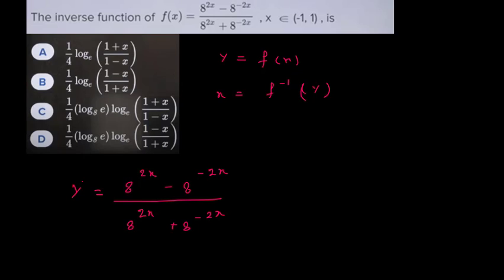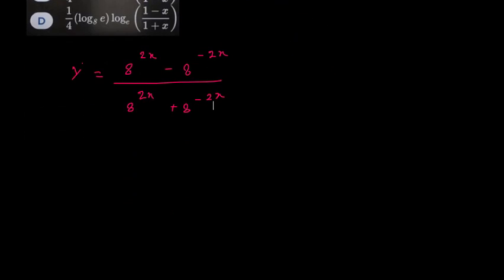Now what you have to do here is convert x in terms of y. For that, you can first simplify it. If I multiply by 8 power 2x, then this expression will become (8 power 4x minus 1) divided by (8 power 4x plus 1). So now this is a little simpler. y equals (8 power 4x minus 1) upon (8 power 4x plus 1).